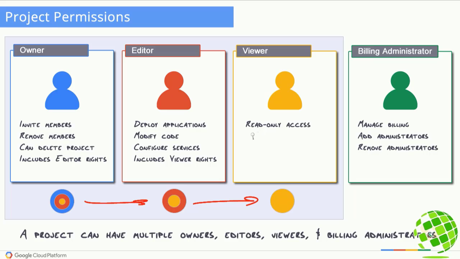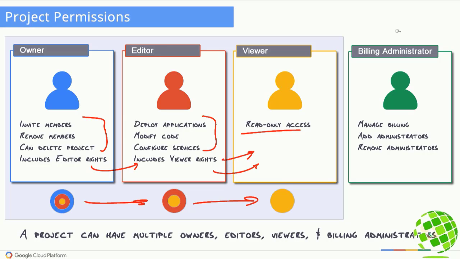So the role with the least amount of privileges here is the viewer role. They'll simply have read-only access to everything inside of our project. The editor role will be able to do a lot more than that: deploy apps, modify code, configure services, as well as everything that the viewer role can do. And then the owner role is the big one here. They can do pretty much everything. They can invite other members, they can remove members, they can even delete the project, and they can do everything that the editor and the viewer can do.